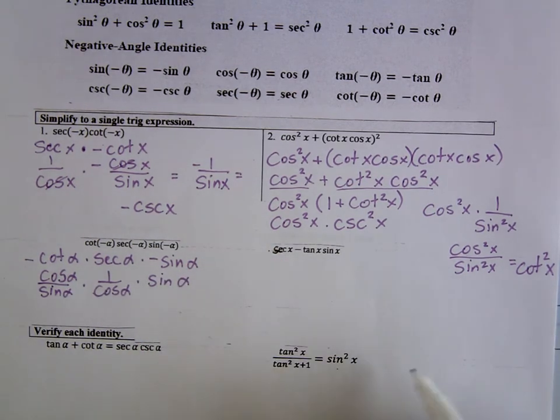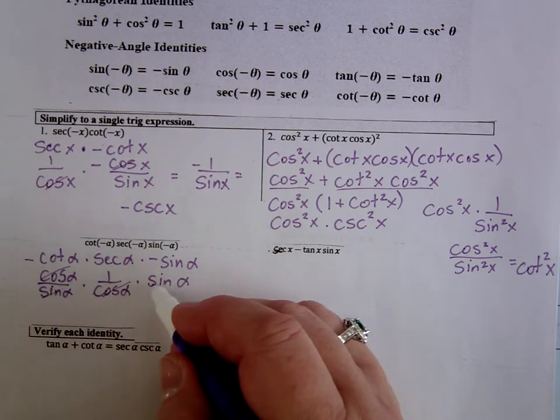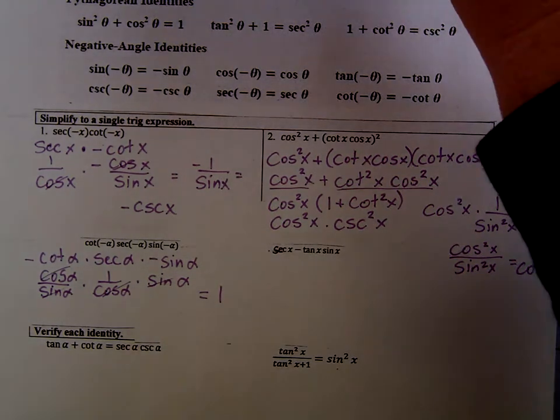So I've got a cosine on top that cancels with a cosine on the bottom. Sine on the bottom cancels with a sine on the top. And ultimately that whole thing just becomes a 1. So that's kind of nice.